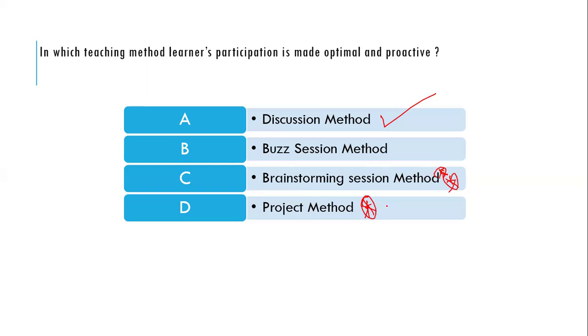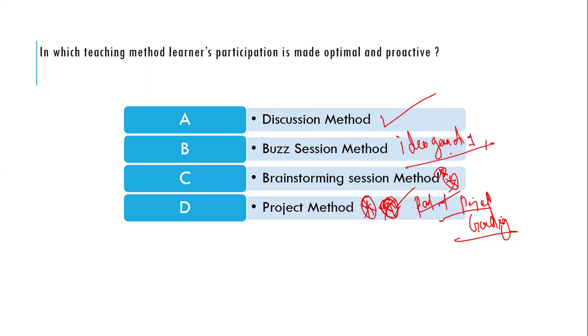Maybe it's not optimal. And then project method is also not optimal because we are guiding part of the project. So actually students are mostly following the instructions. Brainstorming session method includes problem solving or idea generation, so some students may find it difficult. So discussion method would be optimal.